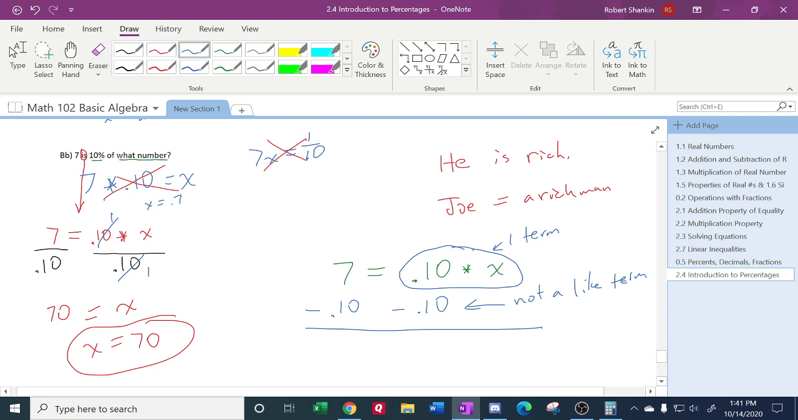How do we remember it? Because of multiplication? Exactly. Whatever that operation is, we do the opposite. Opposite of multiplication is division. So we have to do it this way.